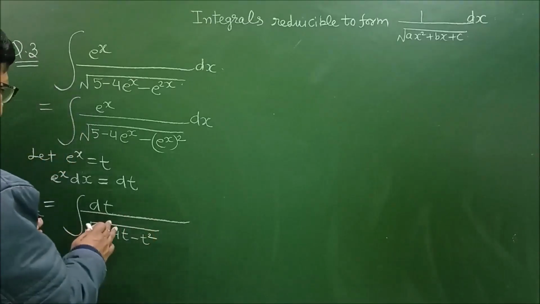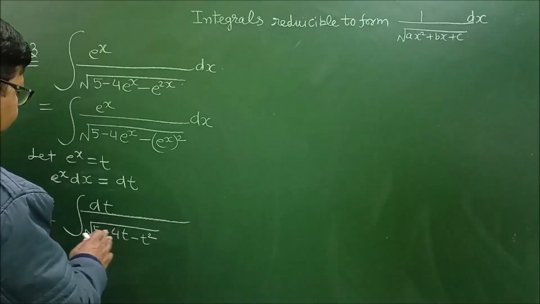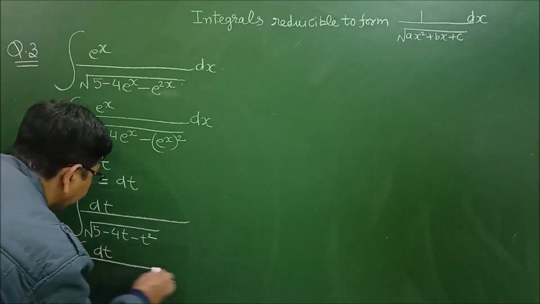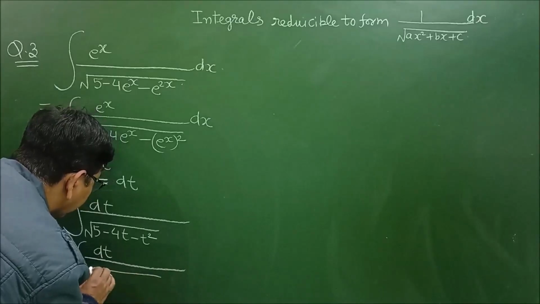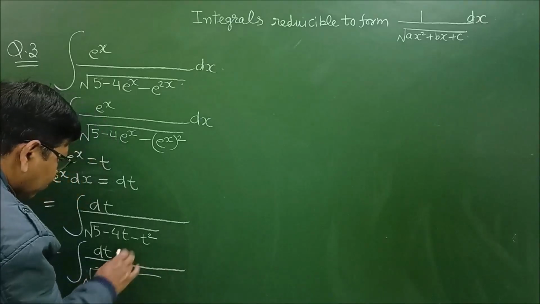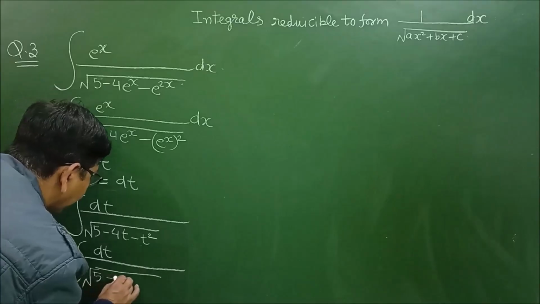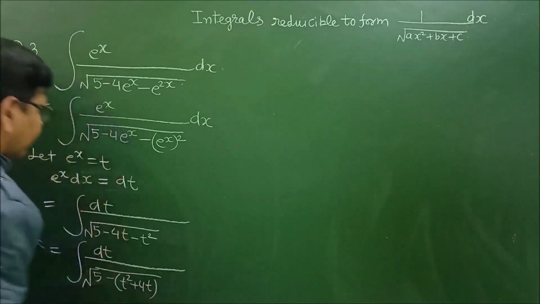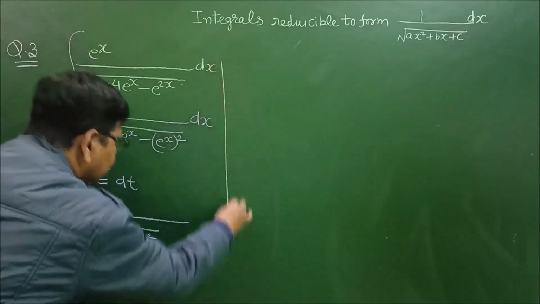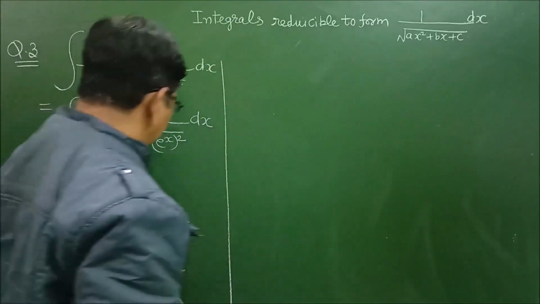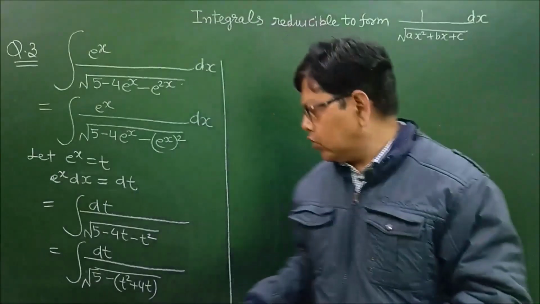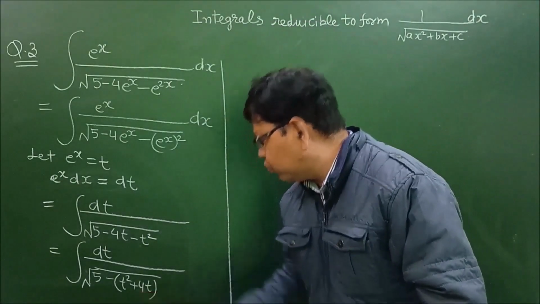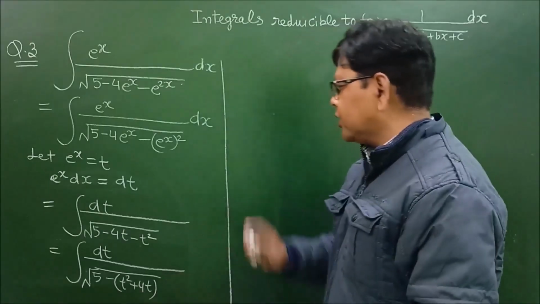Now we will try to make it a perfect square. So the integral dt upon under root of 5 minus 4t minus t square. To make t square positive, take the negative sign common. So t square plus 4t. Now the coefficient of t is 4 here. Half of 4 is 2. So adding 2 square and subtracting 2 square.